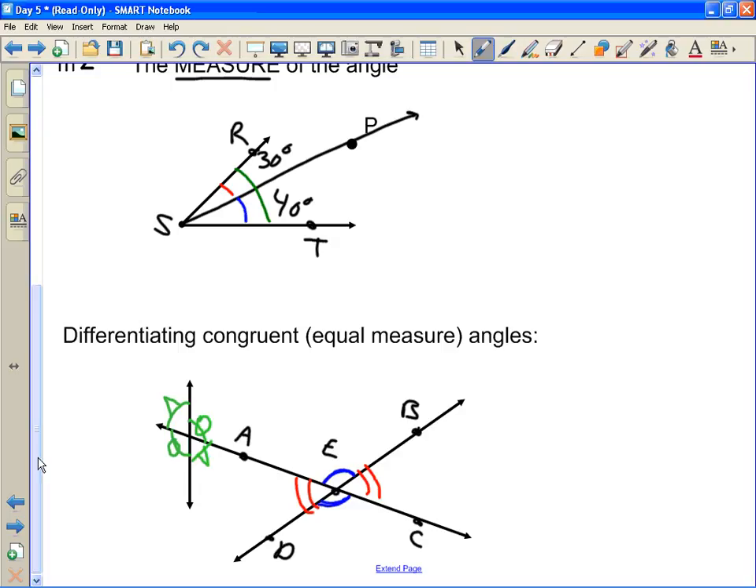So if I'm talking about the blue ones, I could say angle AEB is congruent to angle DEC. I could also say that their measures are equal to each other. Just remember, now that I have the m in front, I'm talking about a number. And numbers are equal. Figures are congruent.